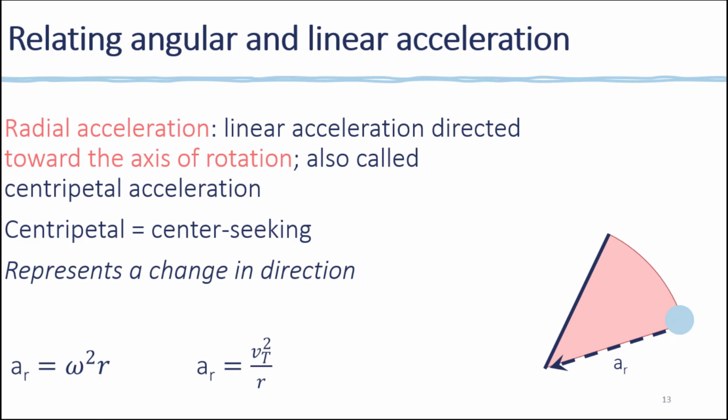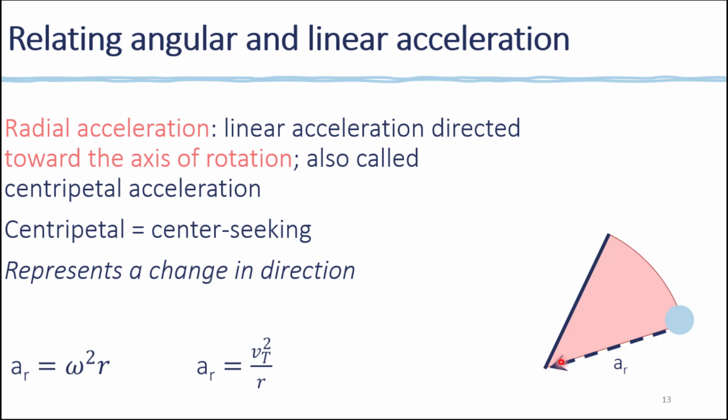Okay, the other linear acceleration that's caused by angular motion is called radial acceleration. And radial acceleration is a linear acceleration that's directed towards the axis of rotation, towards this middle part here. And for this reason, it's often also known as centripetal acceleration because centripetal means center seeking. Radial acceleration represents a change in direction of the angular motion. So there needs to be this linear acceleration towards the middle, otherwise it would just travel tangentially.